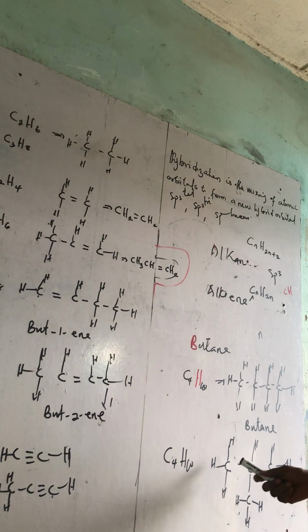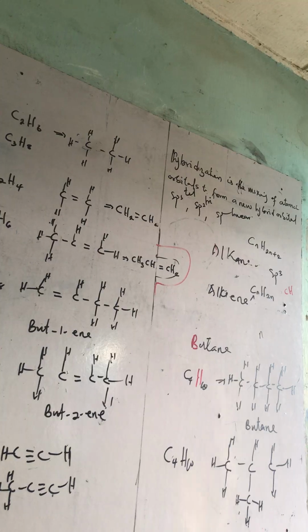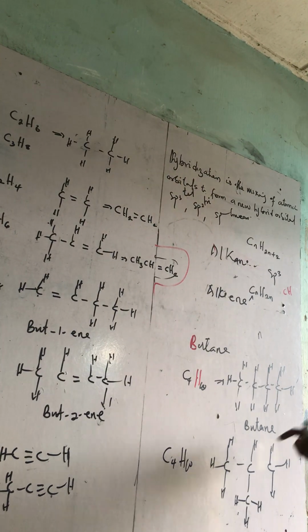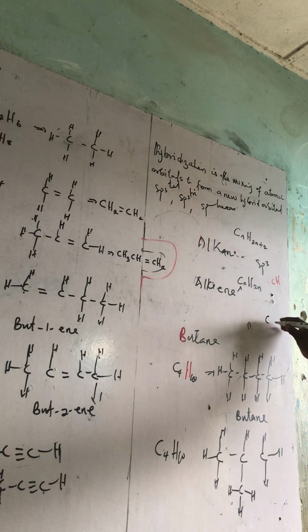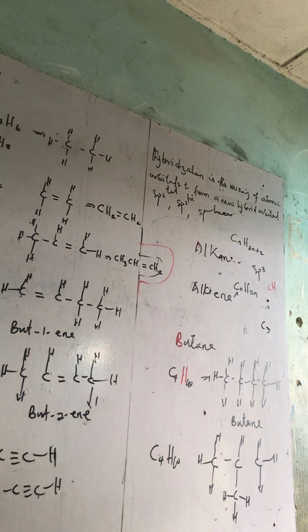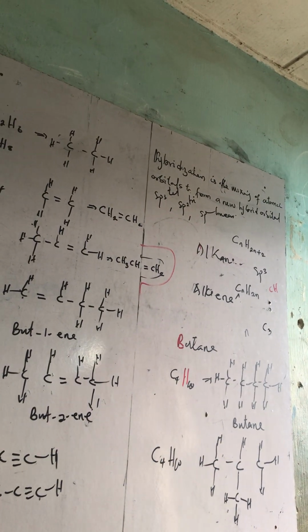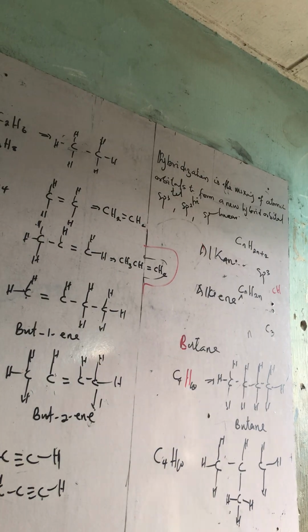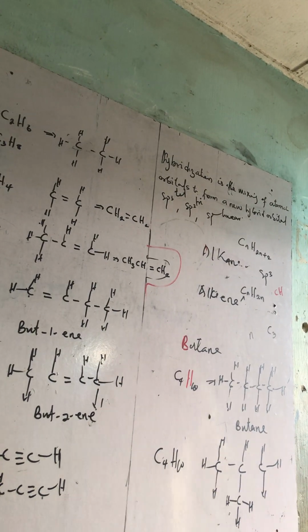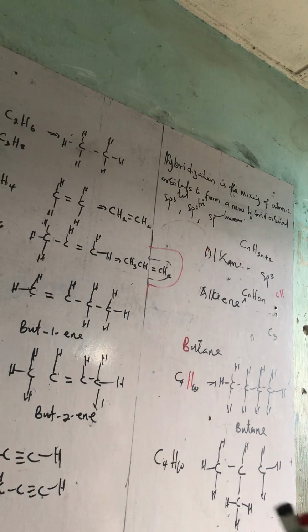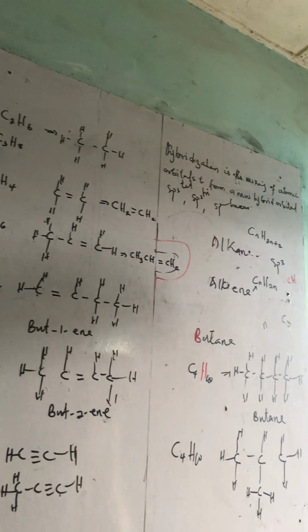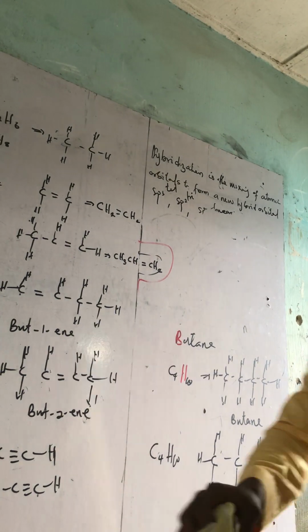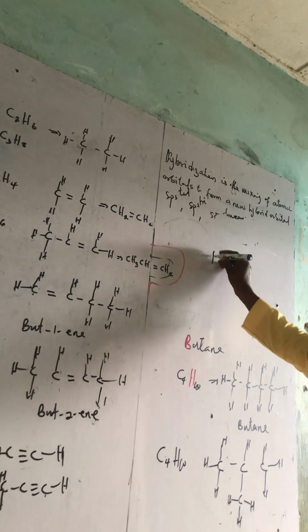I want to name this thing, so you have to count the number of carbon. 1, 2, 3. How many carbon along the long chain? I have 3. When you have C3, it means N is 3. And the name of that alkane member or family is called what? Propane. So the parent name of this thing is propane. Now, you jot that one down. But there are many things to consider while we are labeling.